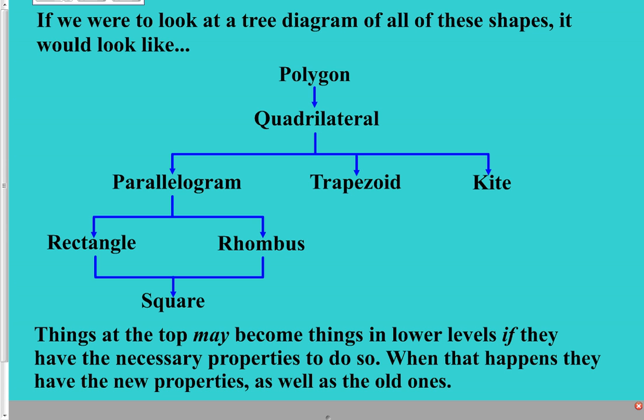When that happens, they pick up the new properties that go with the new names, but they still retain the old properties. Look at the square for an example. It's got its own properties, but it also has the properties of a rectangle, all the properties of a rhombus, all the properties of a parallelogram, all the properties of a quadrilateral, and all the properties of a polygon. The further down the tree structure it goes, the more properties it picks up. Square is a very complicated shape with a lot of stuff going on.